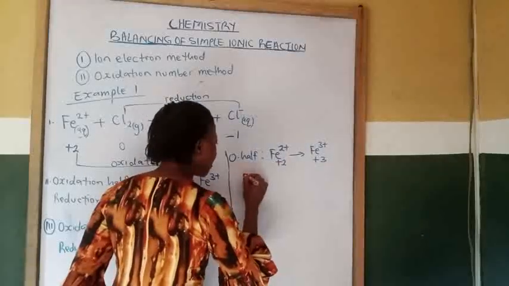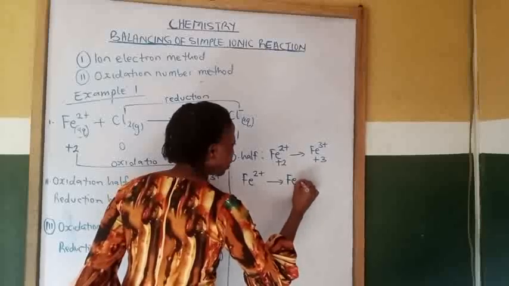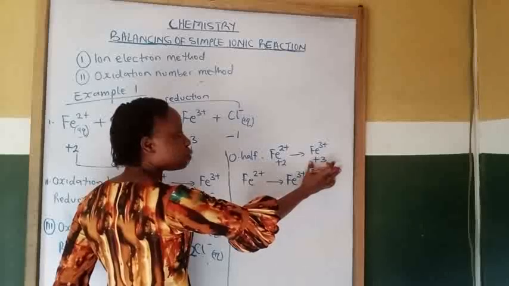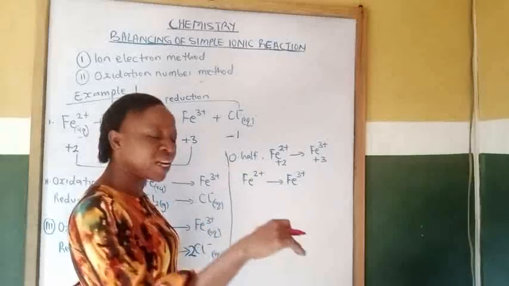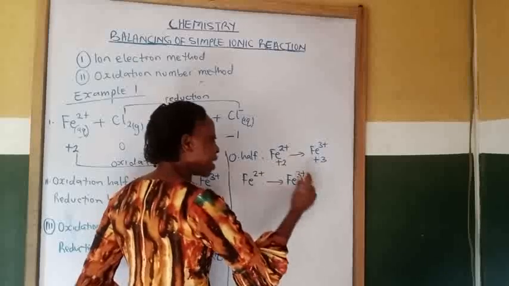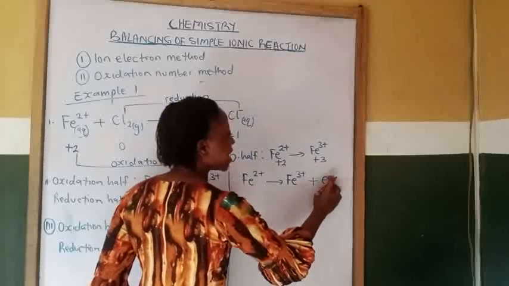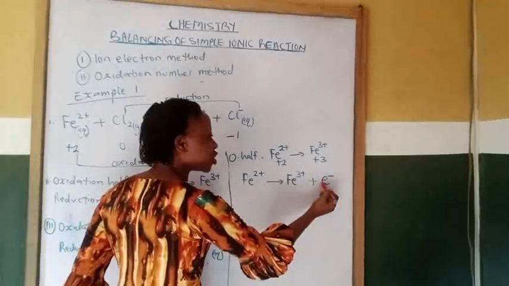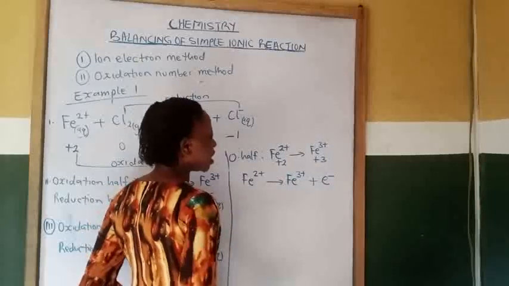So therefore, it will now be Fe2+ equal to Fe3+. Don't forget that you add electron to the side with more electrons. It is 1 greater than the reactant side, so you are going to add 1 electron. Electron carries a negative charge, so adding electron does not mean that you are adding more positive charge, because electron carries negative charge.